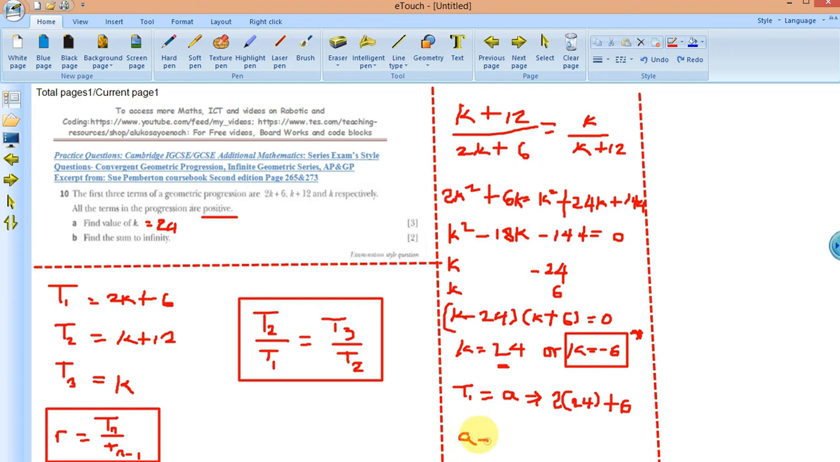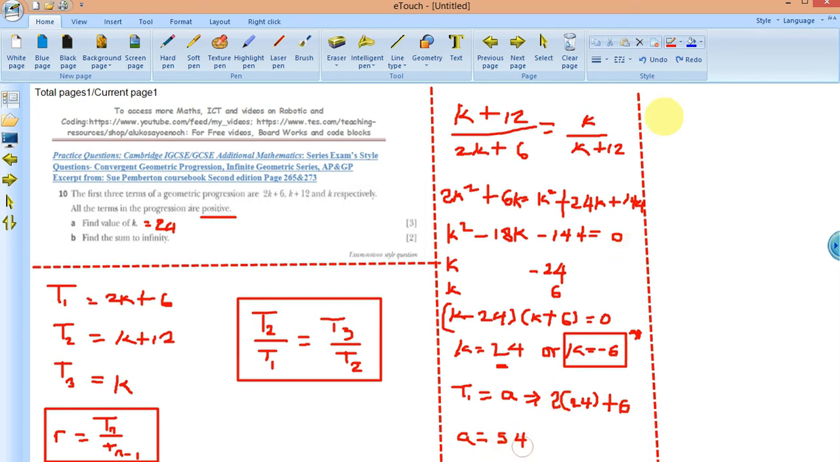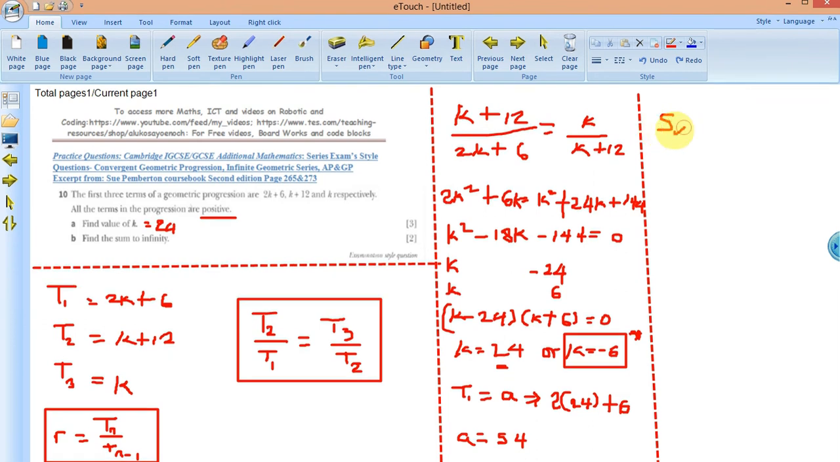So I can go ahead with the sum to infinity, right? This is 54. Okay, so let's go ahead with sum to infinity now. So S infinity, sum to infinity, and don't forget I've given you the condition for this to exist, so I don't need to rewrite it again: absolute value of r is less than 1. Okay, so sum to infinity now will give me a over 1 minus r.